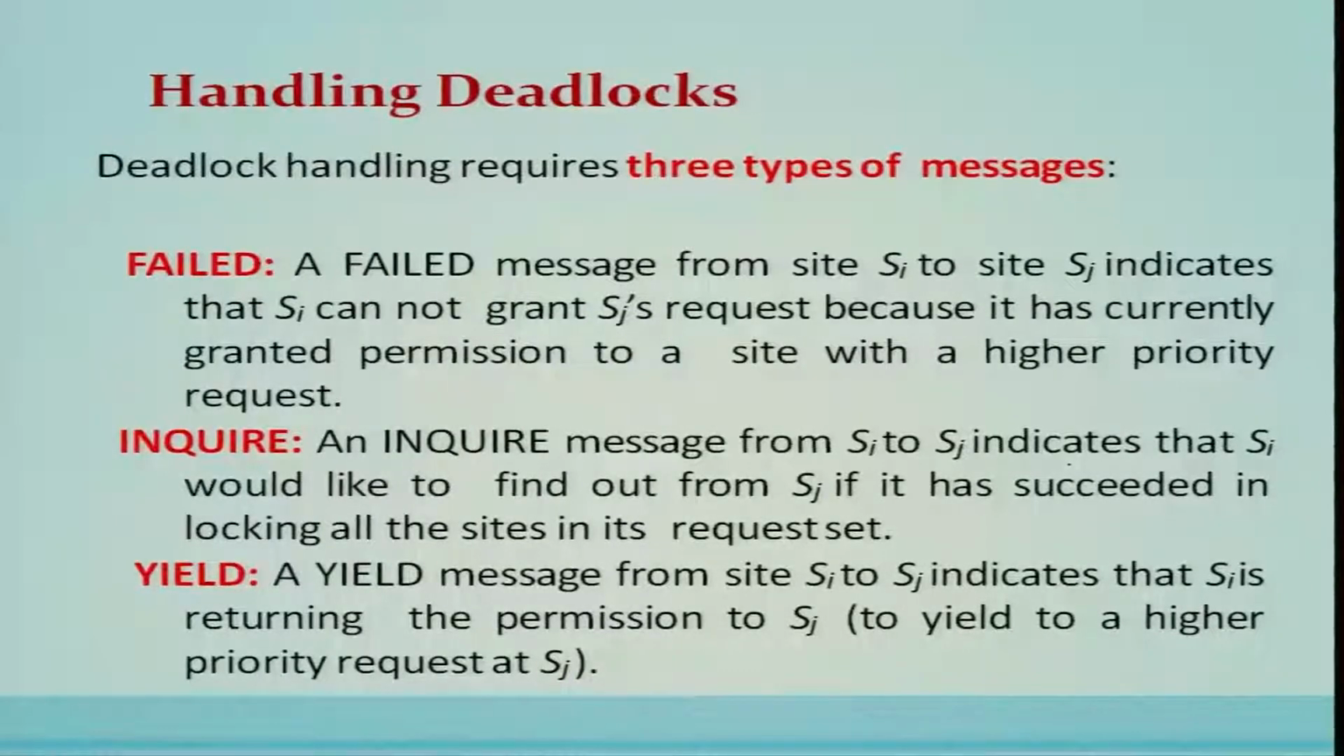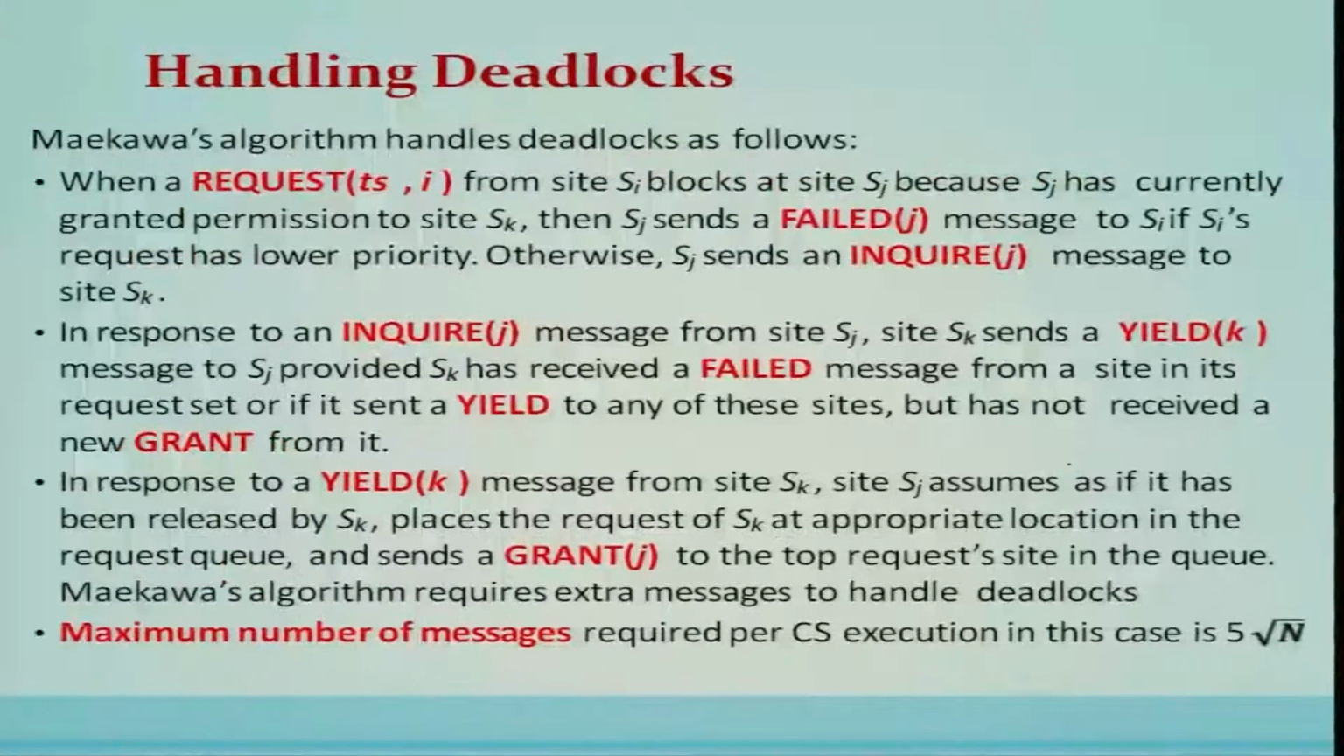Now, another type of message for handling deadlock is called inquire. An inquire message from i to j indicates that Si would like to find out from the site Sj if it has succeeded in locking all the sites in its request set. The third kind of message is called the yield message. A yield message from site i to j indicates that Si is returning the permission to Sj to yield to a higher priority request at Sj.